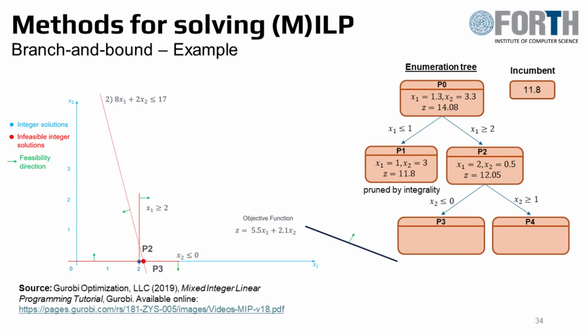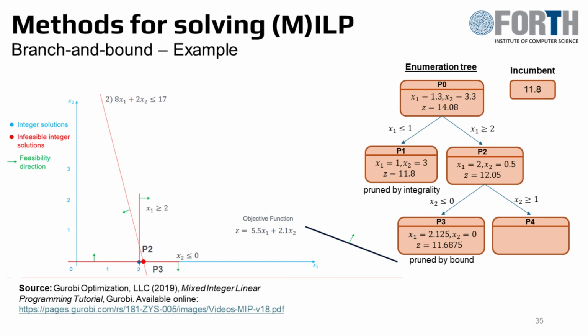At this point, we again solve the LP relaxation for each of these subproblems, and we compare the results to the incumbent, which is still z equals 11.8. We first solve subproblem P3, where x2 less than or equal to 0. The LP relaxation gives the solution x1 equals 2.125, x2 equals 0. The objective value is z equals 11.6875. Notice two important things.